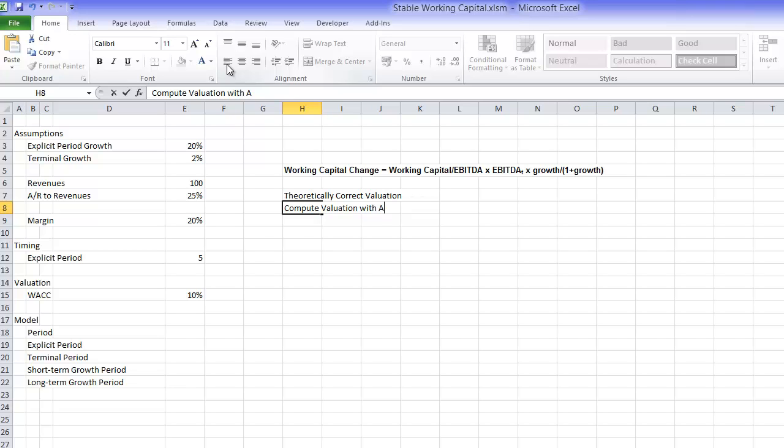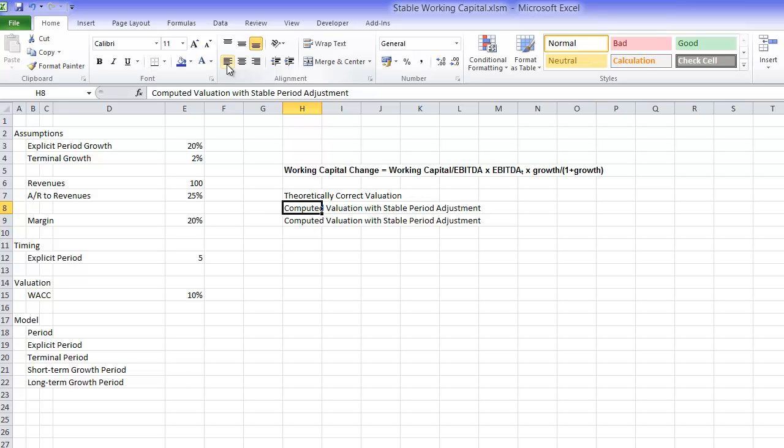After we put a theoretically correct valuation in, let's put a computed valuation without adjustment for the stable period adjustment, and then we'll put computed valuation. This should have said without. Okay, to see the error. And we'll put a percent. Okay, so let's get going.